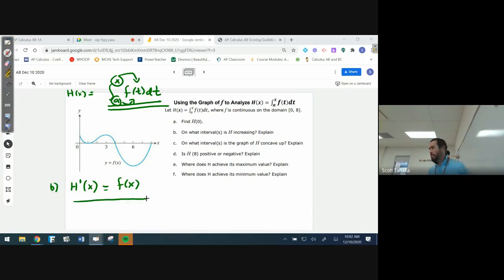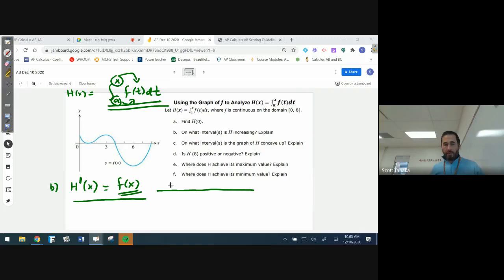Give me a thumbs up if that's okay, you guys. It's a very difficult concept. If you're getting it, you're going to ace this test. All right, increasing, decreasing. I like to do sign analysis because it answers all of the questions. So sign analysis for h prime would be critical points for h prime. So when is h prime 0 or DNE?